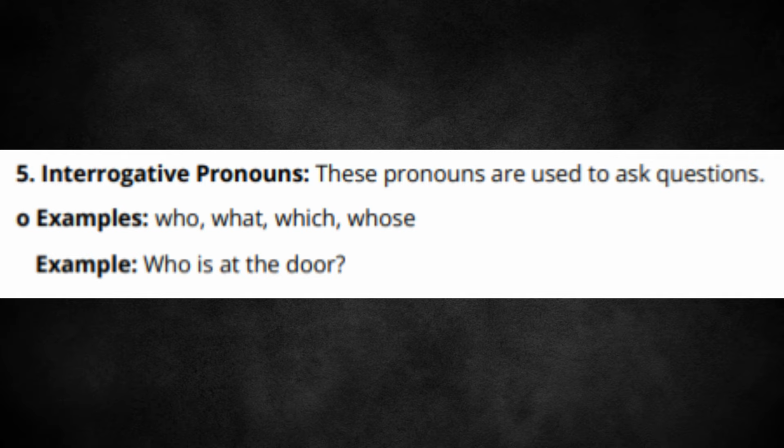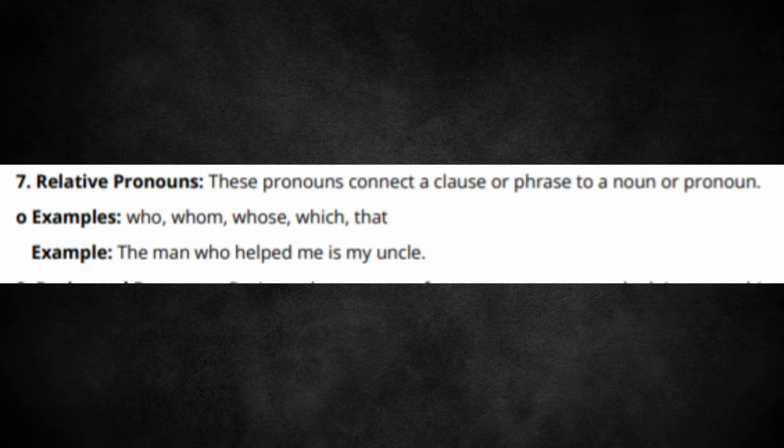Interrogative pronouns are used to ask questions: who, whom, whose, what, which. Who is calling? Which one do you like? Relative pronouns connect clauses to give more information: who, whose, which, that. The man who called you is my friend.